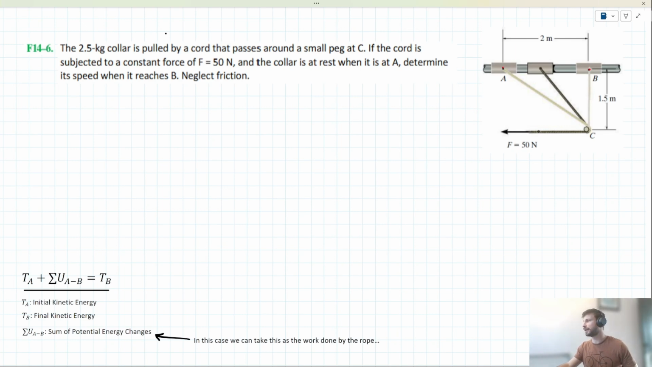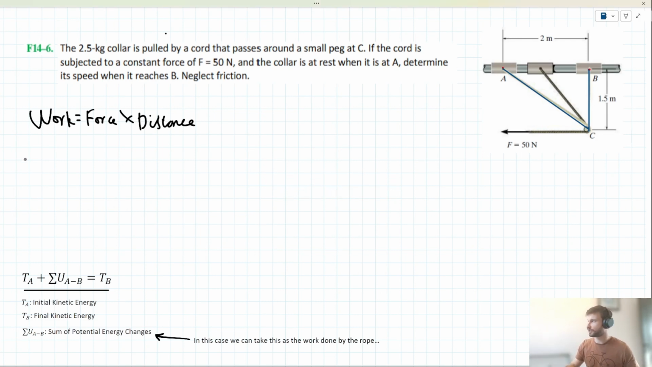Naturally, if we want to determine the work done by the rope, we want to determine how far the rope pulls, since we understand that work is the product of distance and force. Work equals force times distance. As our collar moves from point A to point B, this force is carrying out work. So what's of interest to us is the difference between this distance, let's call it AC, and this distance, BC.